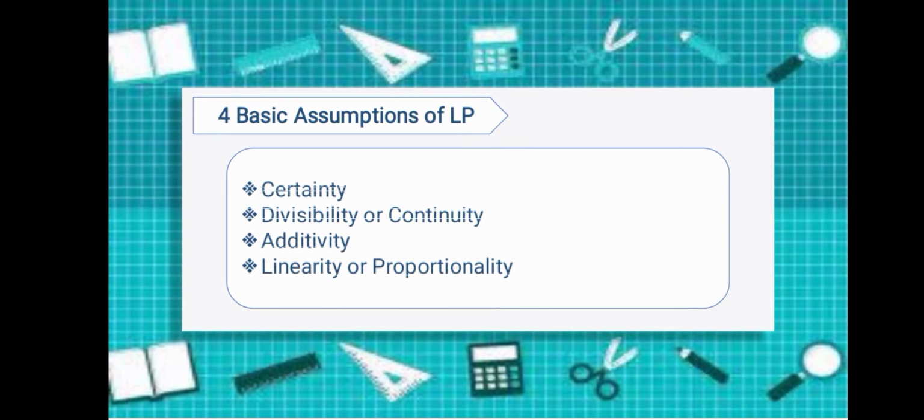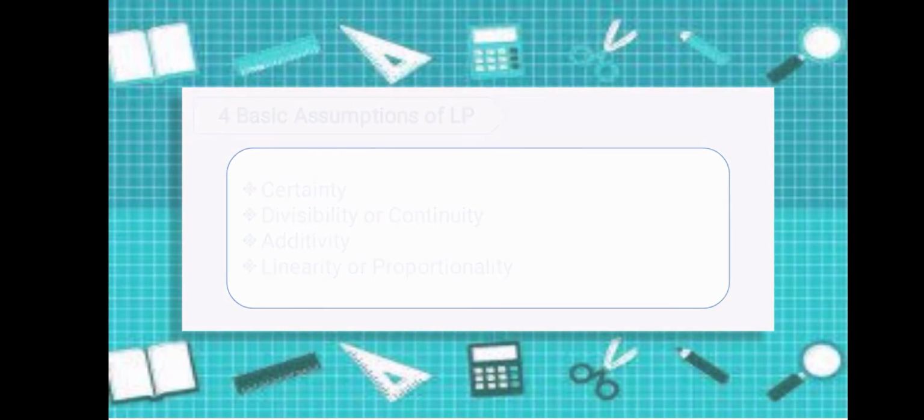Third is additivity. The value of the objective function and the total amount of each resource used must be equal to the sum of the respective individual contributions, profit or cost, by decision variables. And lastly is linearity or proportionality, which is that the amount of each resource used and its contribution to the profit in the objective function must be proportional to the value of each decision variable. So those are the four basic assumptions of linear programming.